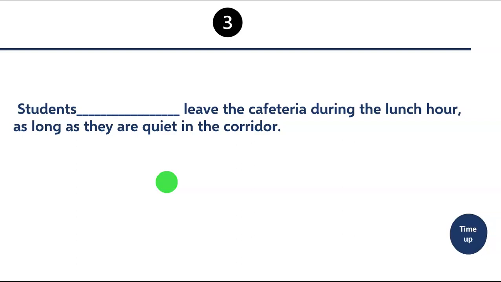Alright, your time is up. The correct answer is students can leave the cafeteria during the lunch hour as long as they are quiet in the corridor. Right? So they have a condition to fulfill, and the condition is as long as they are quiet in the corridor. So you cannot use should out here. Some of you might question that can we use should out here? Not exactly. Students should leave the cafeteria during the lunch hour. No, we are talking of a condition out here, and hence we are talking of can. Right? Can is a better fit out here.